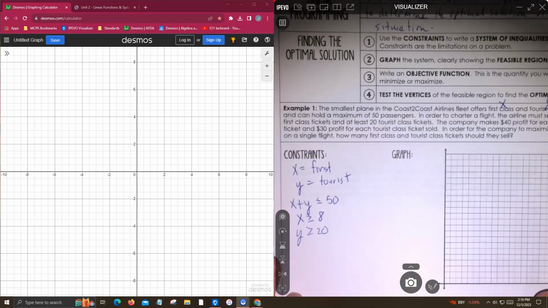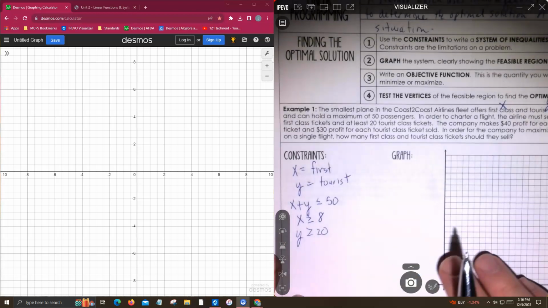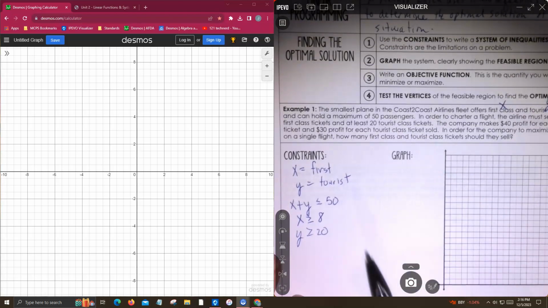Remember, you've only done 2. Now we have 3 of them. Again, like I said, a triangle is most likely going to form in the shape. We're going to do that, and then we're going to test the vertices of the triangle. That's what we're going to end up doing.